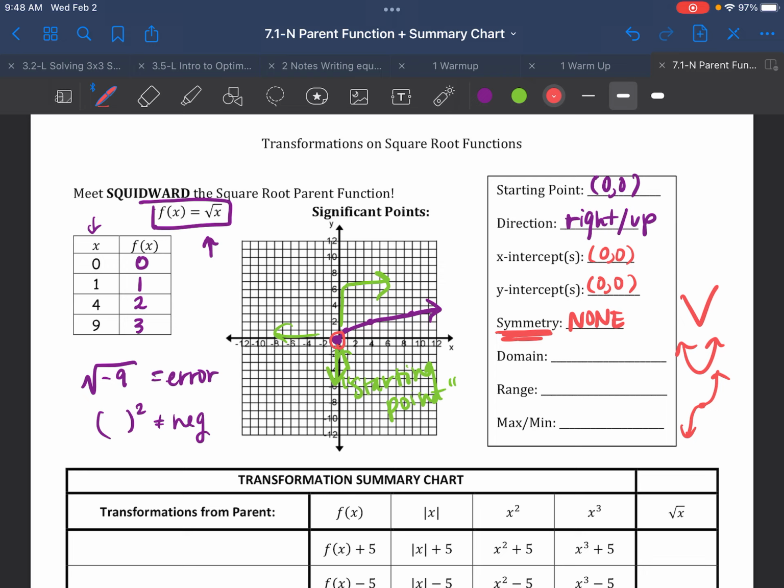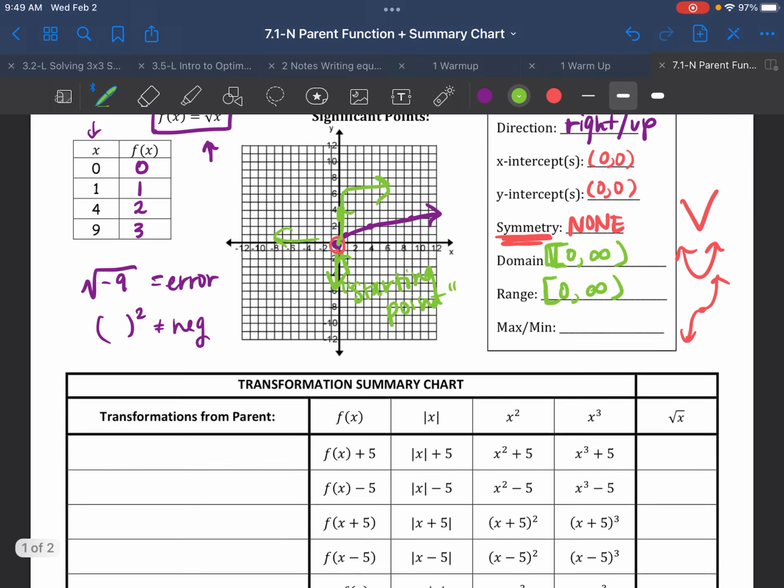Okay, and so the domain, because he starts at x equals 0 and is going to the right, we are going from 0 to infinity. And this time we have a bracket rather than a parenthesis because he does actually equal that point 0. And then same thing for the range. He starts at 0 and he's going up, and so bracket 0 to infinity. Remember, your infinities will never ever ever have a bracket. Always use parentheses for infinities.